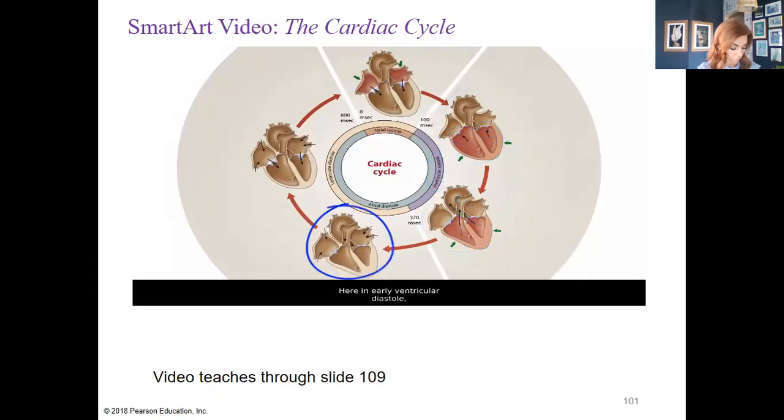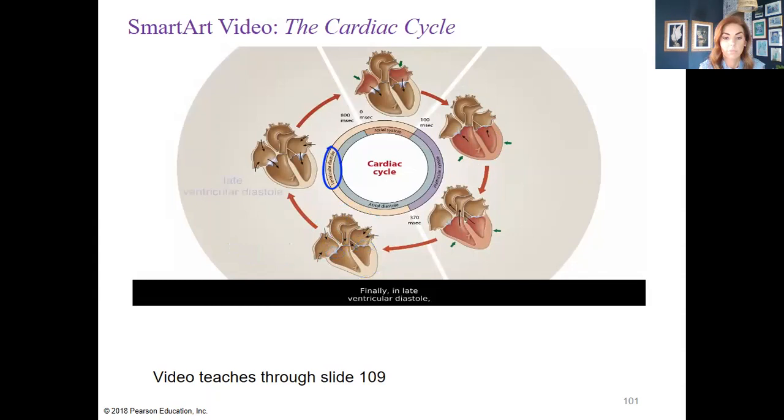Here, in early ventricular diastole, blood flows backward towards the ventricles as ventricular pressure rapidly drops. This backflow of blood against the semilunar valves causes them to close. At this time, blood is also flowing into the relaxed atria. Notice here, the AV valves are still closed. This phase is called isovolumetric relaxation.